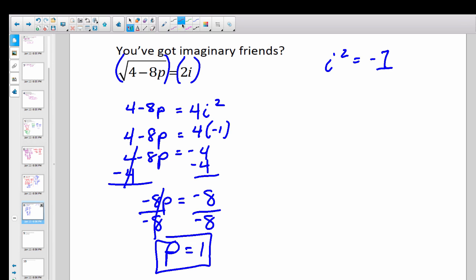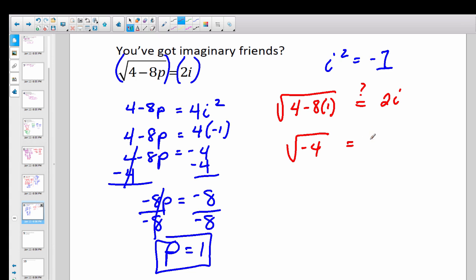So we go check it out, and what do we get? Square root of 4 minus 8 times 1. Does that equal 2i? So 4 minus 8, okay, so that's negative 4. Is that equal to 2i? Oh, absolutely.